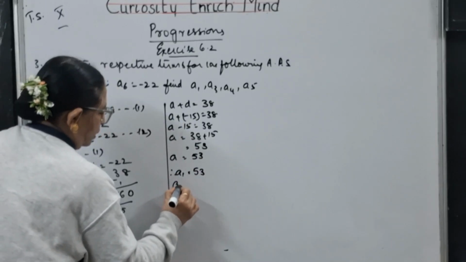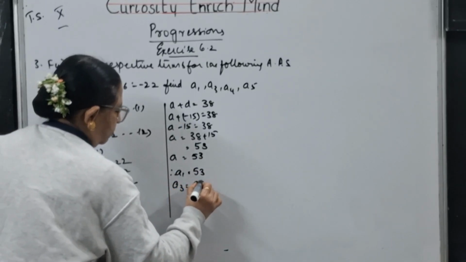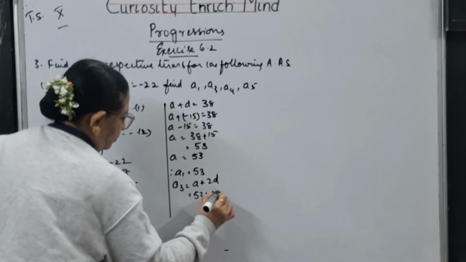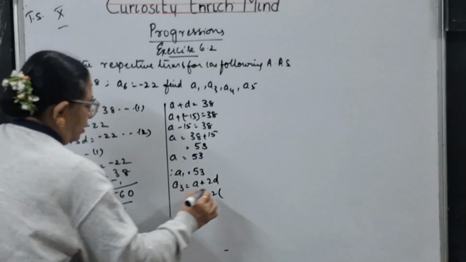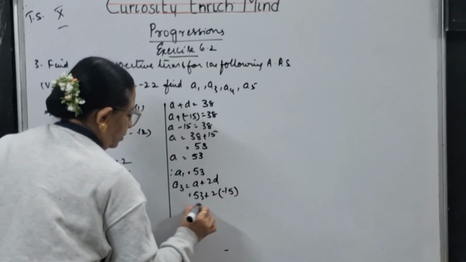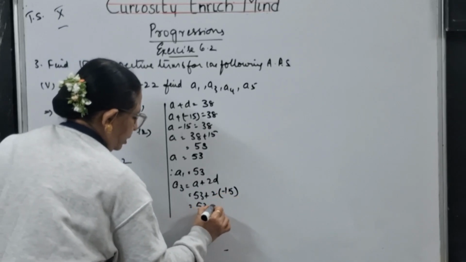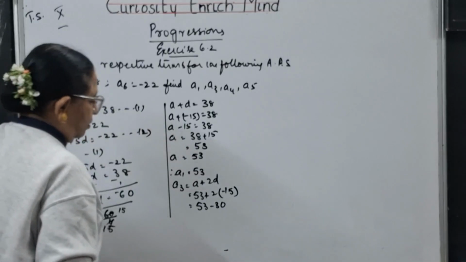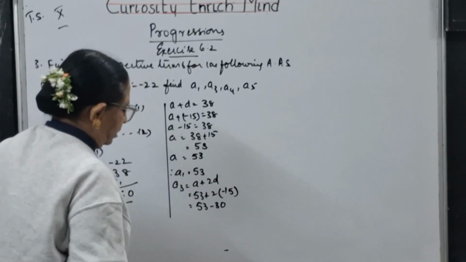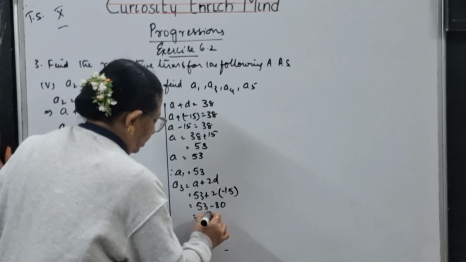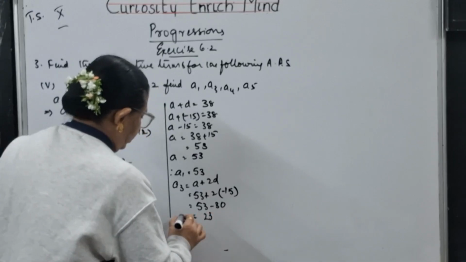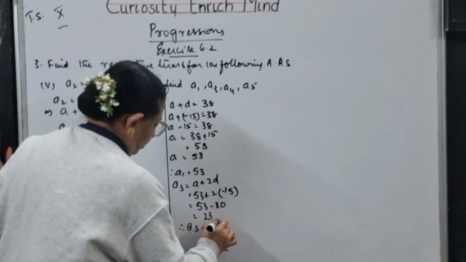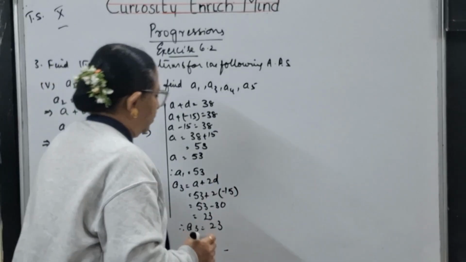Now, A3. A3 is A plus 2D. 53 plus 2 into D is minus 15. 53 minus 30, 2 15s are 30. How much are you getting? 23. So A3 is equal to 23 you have got.